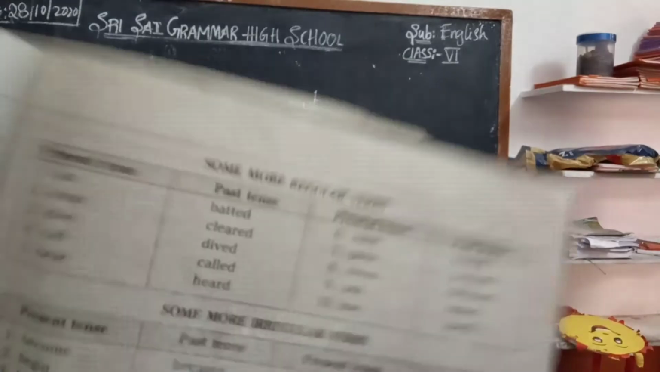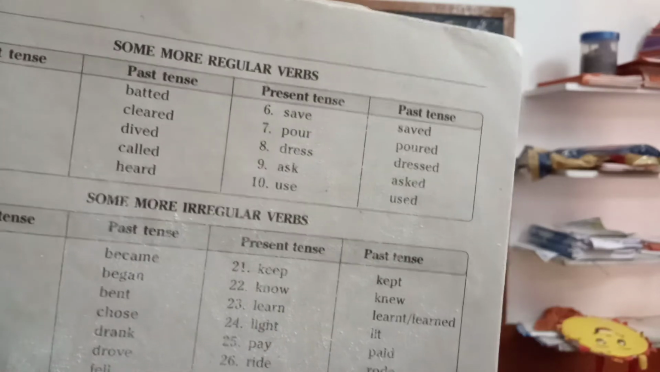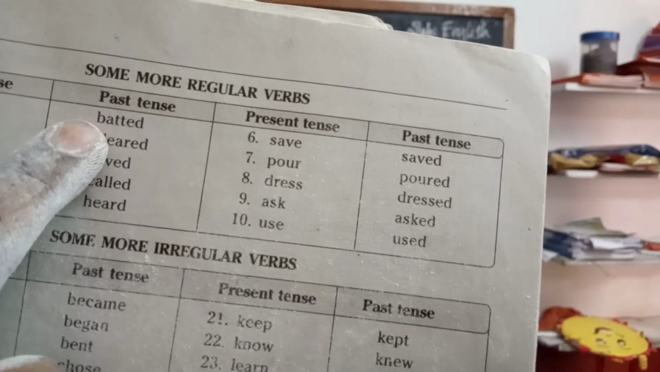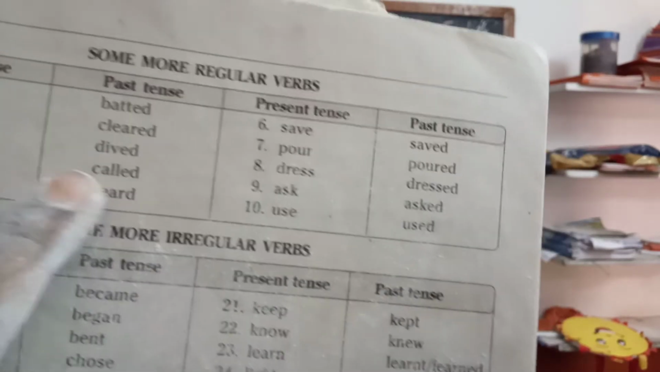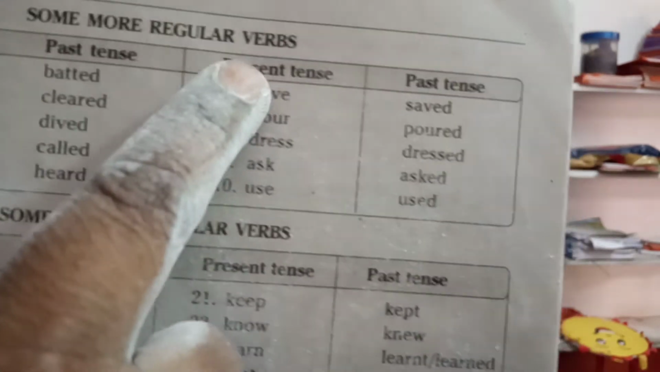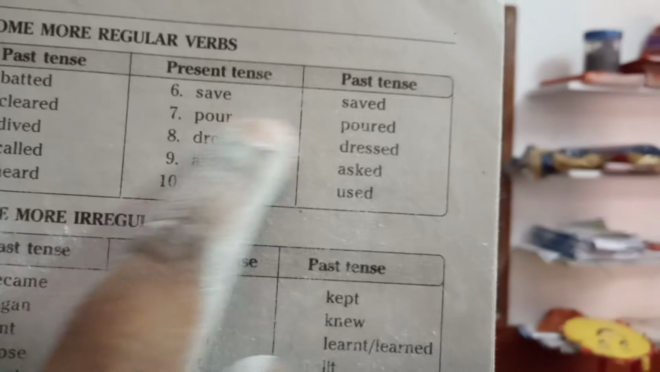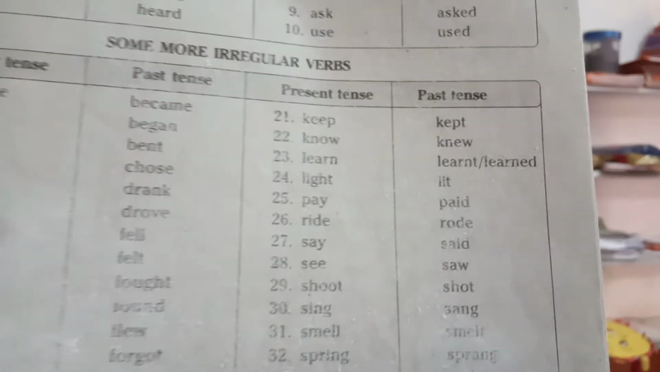Okay. Now some more verbs we see. Bat, clear, dive, call. Here these are the present tense. Past tense, batted. In past tense we are going to use bat as batted. Clear, cleared. Dive, dived. Call, called. Hear, heard. Save, saved. Pour, poured. Dress, dressed. Ask, asked. Use, used.